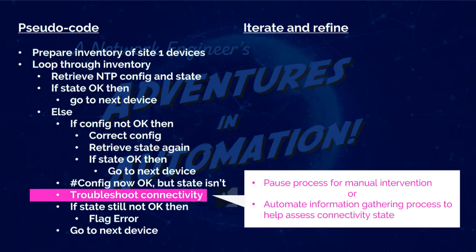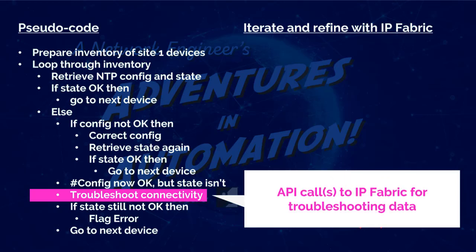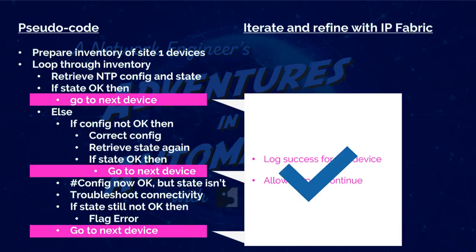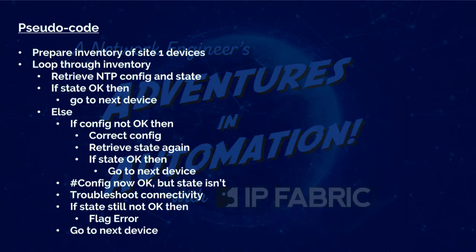Again, troubleshooting, connectivity. If we're going to pause the process for manual intervention, that's not going to change. We'll carry on and do things the same. However, what we can do is grab some of that information and go through that information gathering process using IP Fabric, because again, that information is already there through an API call. So we can pull that troubleshooting data through from there. The logging continues to be the same, no different. So you can see there the impact that IP Fabric has had on the process.